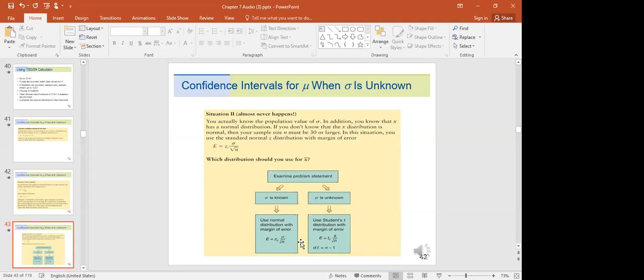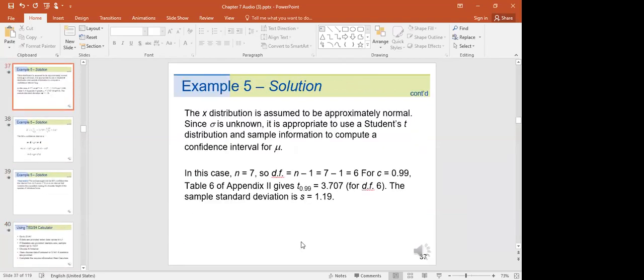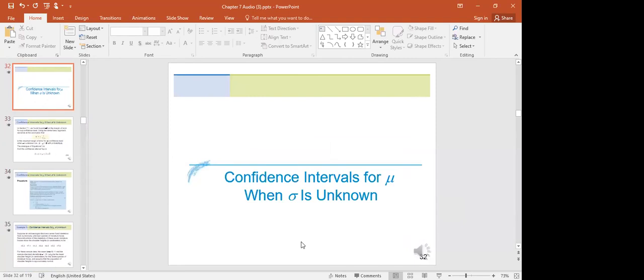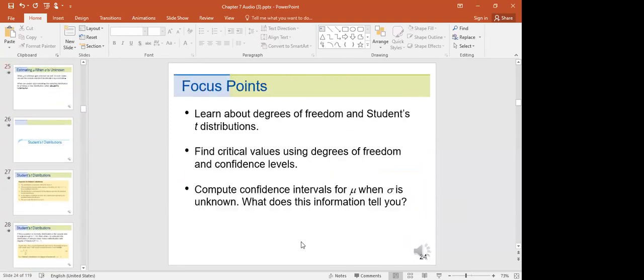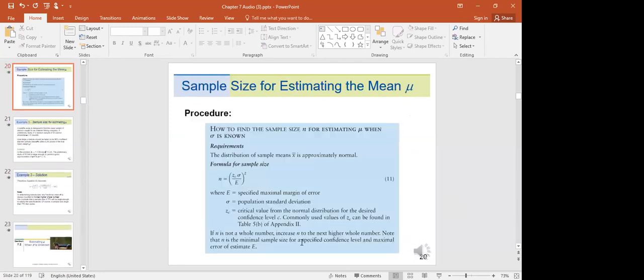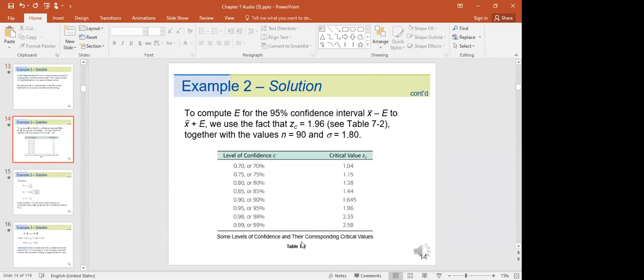I want to remind you again that there is a table on the PowerPoint here that tells you what zc is for each value of c. c is the confidence level. So here you can see what are the possible values of zc for the given confidence level.